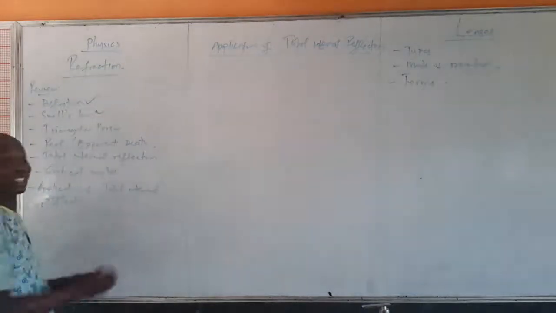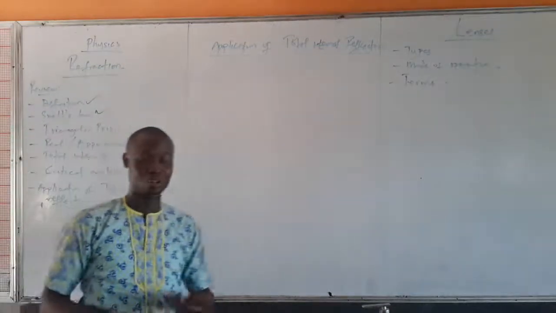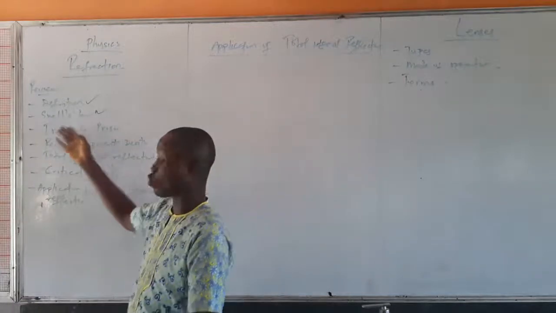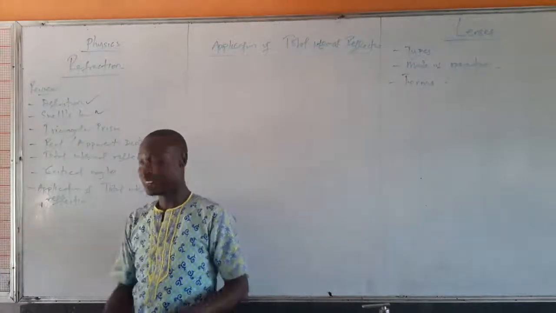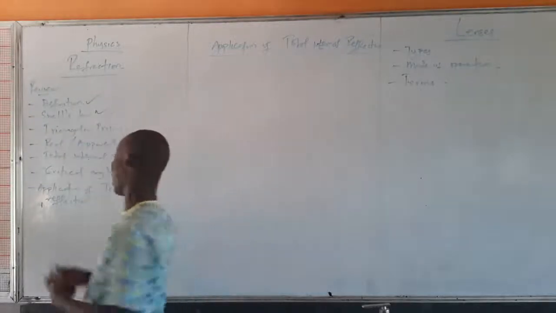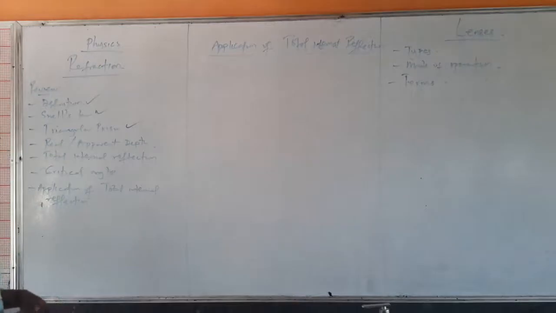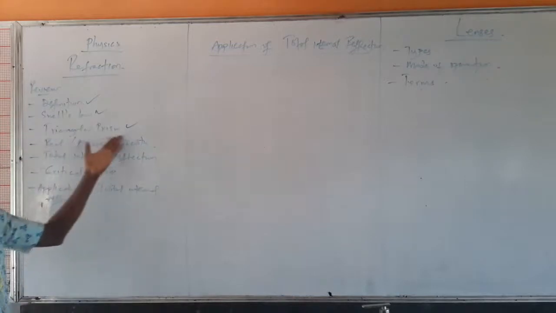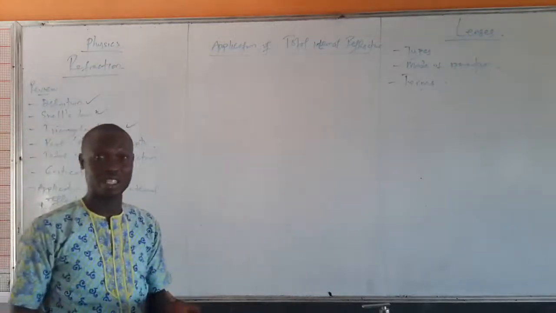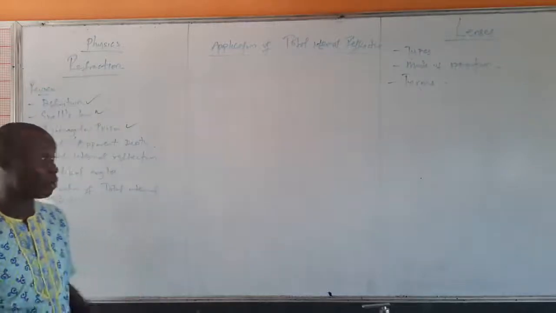I also discussed Snell's law, which is used to calculate the refractive index when a wave is moving from one medium to another, in terms of the sine of the incidence angle and the sine of the refracted angle. We also talked about the triangular prism, where we got the refractive index in terms of the angle of deviation and the angle of the prism. All these videos have been done before now. If you by any chance missed them, you can download them or watch them again.